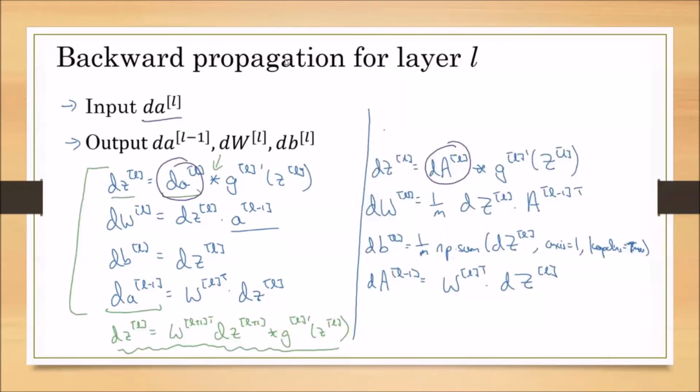This is the vectorized version of the representation. Instead of small a, now we are taking the capital A. In the vectorized version, we are performing for all training samples. So this dAL is the matrix consisting of m training samples. Each column represents a particular training sample. And whenever we want to find dWL, it is 1 by m, because we are performing the average, into dZL into AL minus 1 transpose. Here also we have to take the transpose.